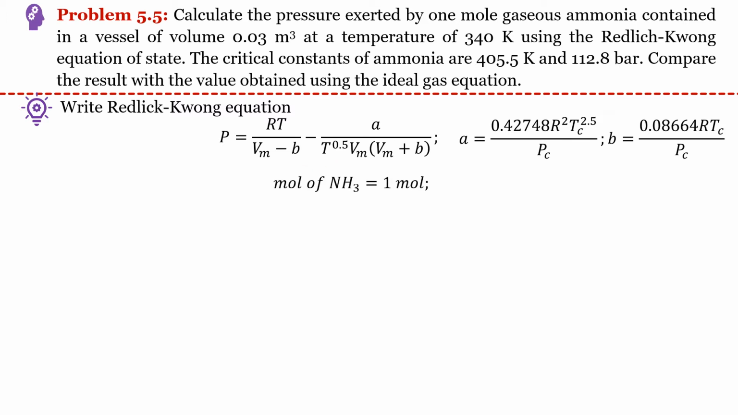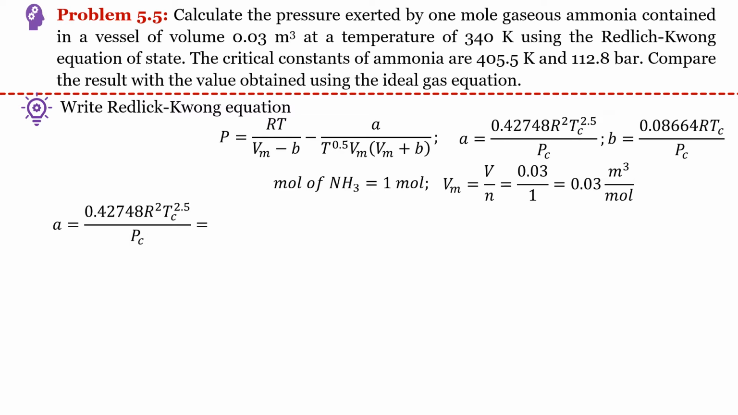So first we will write moles of NH3 equal to 1 mole. Then we will find out the molar volume. Molar volume is volume per unit mole. So volume is given, that is 0.03 meter cube, divided by the number of moles, which is 1. So it will become the molar volume in meter cube per mole.